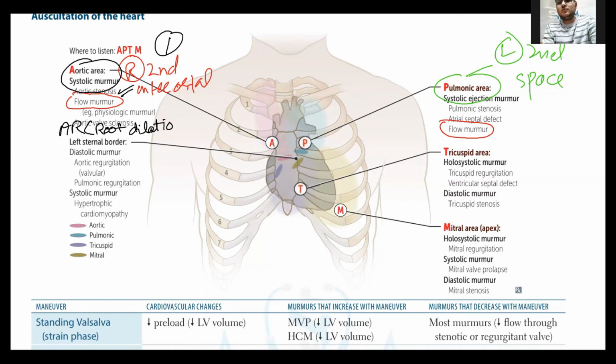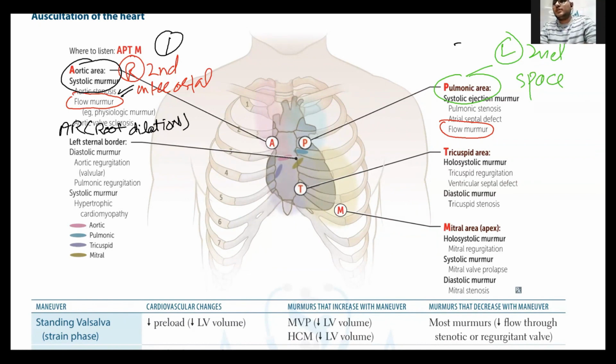Okay, in the second right intercostal space, we can also listen for aortic regurgitation due to root dilation. There are different causes of aortic regurgitation. One of them is root dilation. So root dilation, aortic regurgitation is also appreciated in the right second intercostal space.